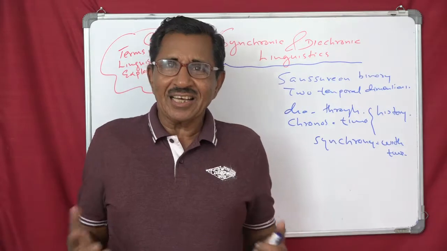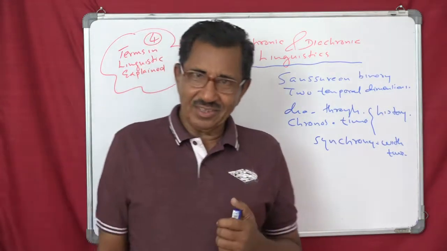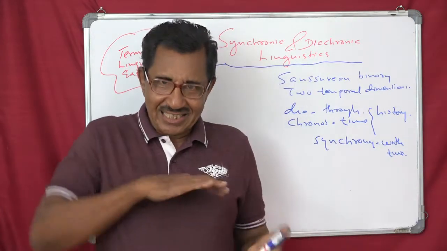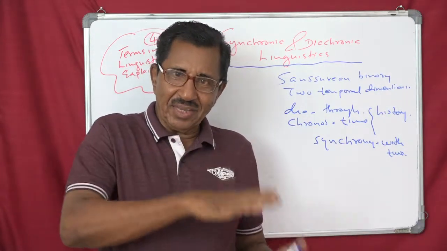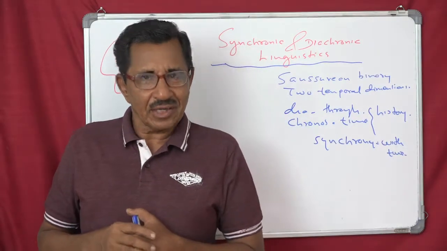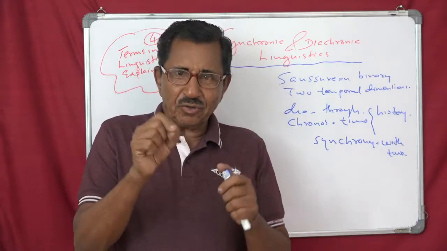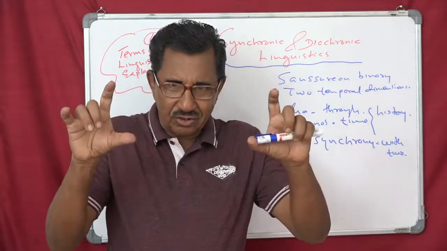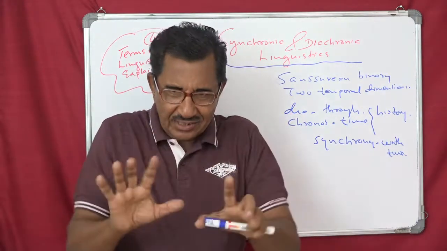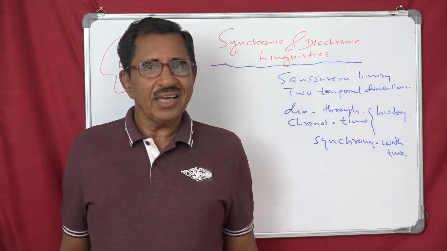Or the example given by Saussure himself is the chess game. From beginning to end of a chess game, if you study, that will be diachronic study of the chess game. Or after 3 moves or 4 moves, you take a snapshot and freeze it, and then you study it. That will be synchronic study of the chess game.